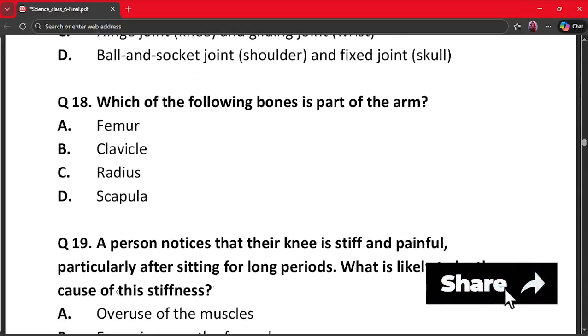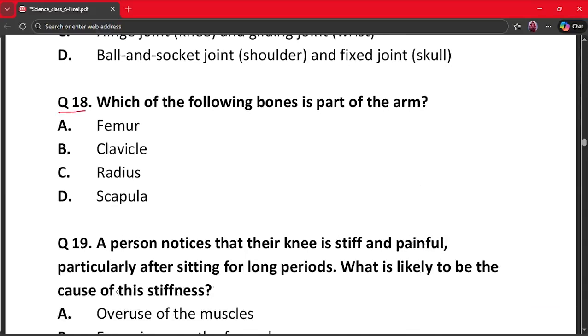Our next question is question number 18. Which of the following bones is a part of the arm? A. Femur, B. Clavicle, C. Radius, and D. Scapula. The correct answer is option C, which is radius. So the arm contains humerus, radius, and ulna. Radius is the part of forearm and femur is a leg bone. Scapula and clavicle are shoulder bones. So radius is the correct answer.